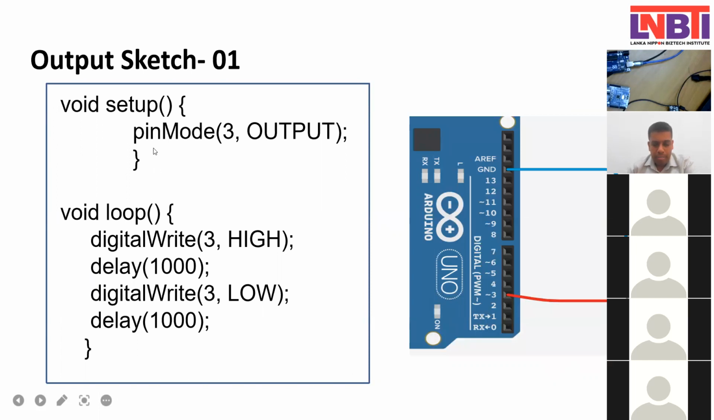And this is one example. We can write inside the void setup: pinMode, pin number 3, output. Then next in the loop part, after loop we can write digitalWrite pin number 3 HIGH.